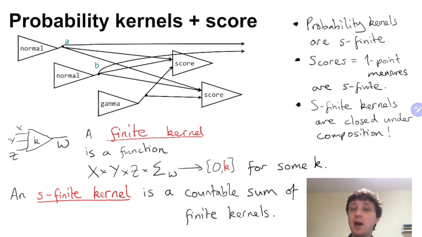Finally, S-finite kernels are closed under composition. What that means is that we can use Fubini's theorem, as we did with probability kernels, to show how we can compose S-finite kernels and still get back S-finite kernels, so that we can do iterated composition and build diagrams like the kind that we've seen. And that all works because Fubini's theorem holds for probability kernels, and also holds for finite kernels very straightforwardly. And a countable sum of finite kernels, well, countable sums commute with countable sums, and so we use that.